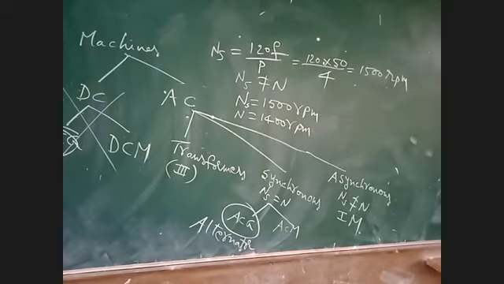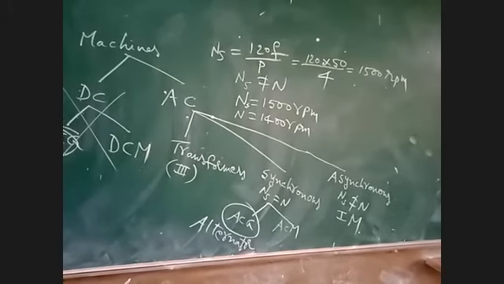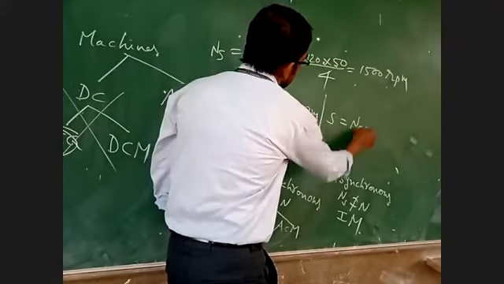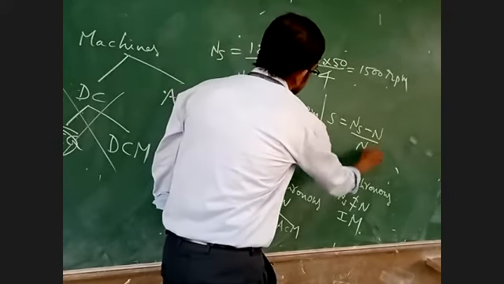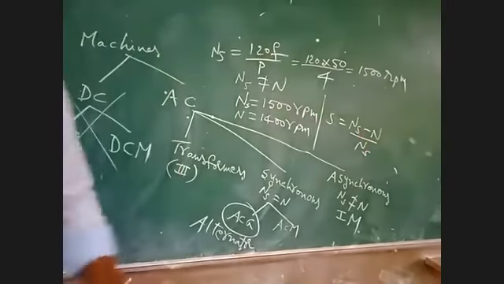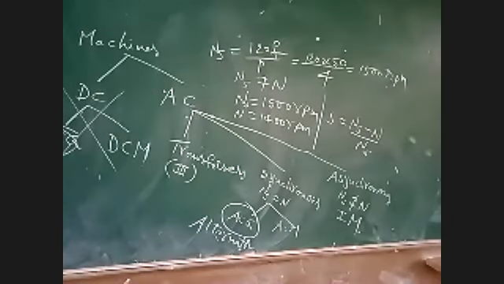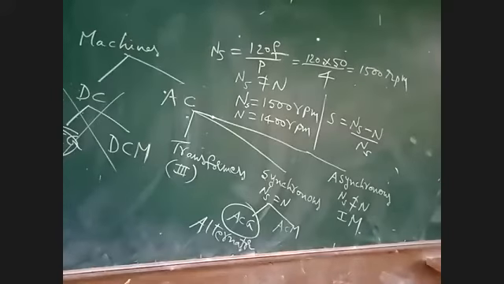So that is the ns formula. You remember the formula for ns, and we'll define one more term, slip. In an asynchronous machine, slip will be there. In a synchronous machine, slip is 0. Why is slip 0 in a synchronous machine? ns is equal to n. That's why slip is 0 in the synchronous machine.